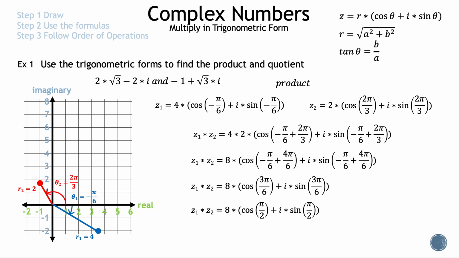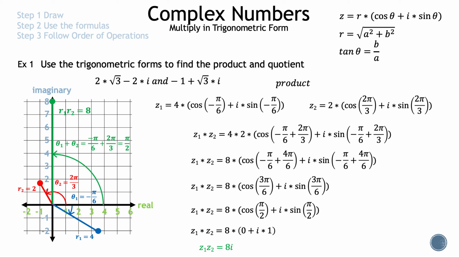So now we have z sub 1 times z sub 2 is equal to 8 times the quantity of cosine of pi over 2 plus i sine of pi over 2. Now this is where the unit circle comes in handy. Cosine of pi over 2 is 0, and sine of pi over 2 is 1. So now we have z sub 1 times z sub 2 is equal to 8 times the quantity of 0 plus i times 1. Let's simplify. So z sub 1 times z sub 2 is equal to 8i.